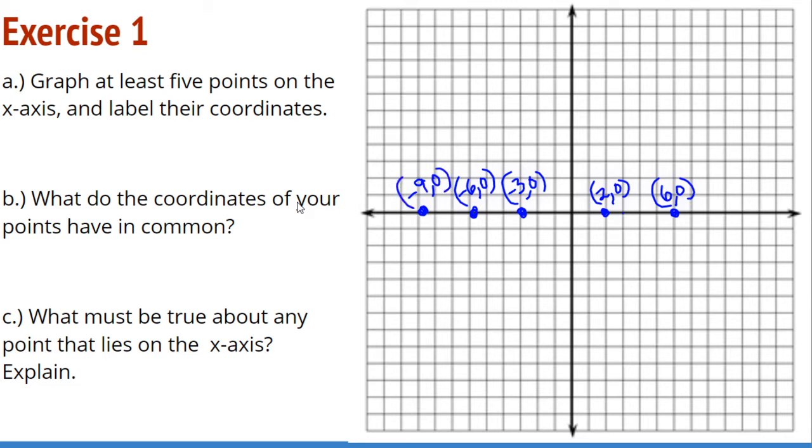So I've got 5 points that are right on the x-axis, and if I look at them and answer the question, what do they have in common? Well, they all have a 0 as their y-coordinate, or second coordinate.